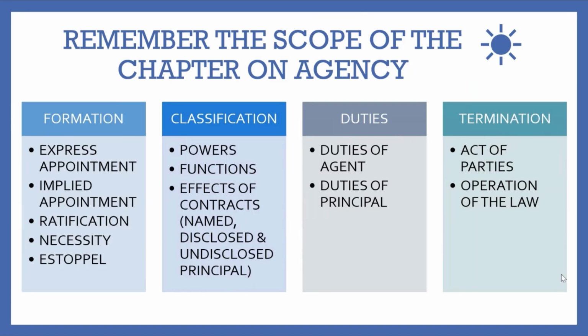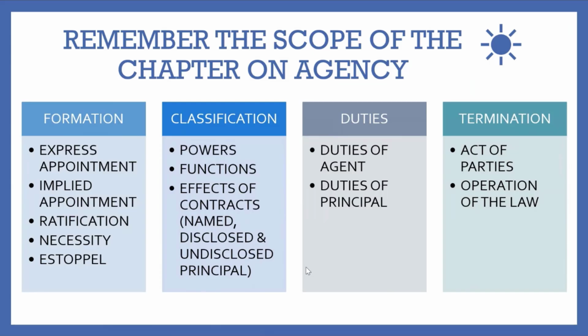The second part or subtopic of agency is regarding the classification of agency. And this is regarding the powers of the agent, the functions of the agent, and the effects of contracts made by the agent, either the agent is a named or disclosed or undisclosed principal. The third part or subtopic of the agency is duties of the agent and duties of the principal. And finally, termination of agency, whether it is by the act of parties or operation of the law.